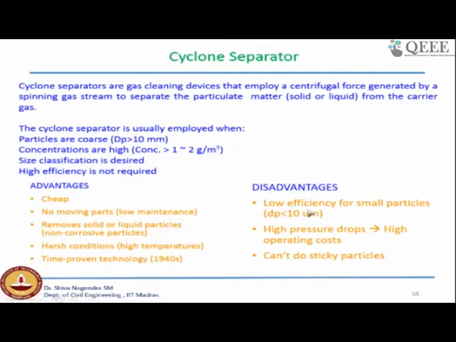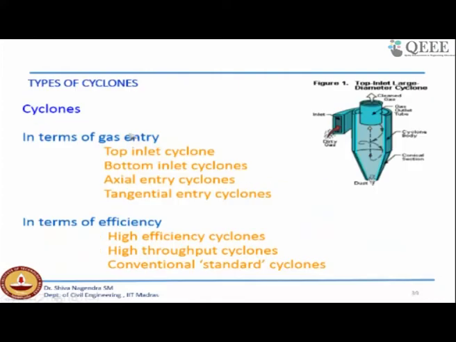Some disadvantages: as I mentioned, for small size particles the efficiency is very bad, and there is high pressure drop and high operating cost. Again, similar to your settling chamber, if the particles are sticky in nature, this cyclone separator is not going to work. There are different types of cyclone, as I mentioned earlier. Depending on the entry of the gas into the system, you can have top inlet, bottom inlet, axial entry, and tangential entry cyclones. In terms of efficiency, cyclones are also classified into high efficiency cyclones, high throughput cyclones, and conventional or standard cyclones.